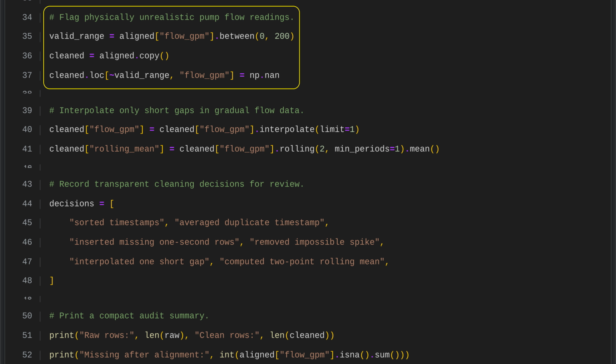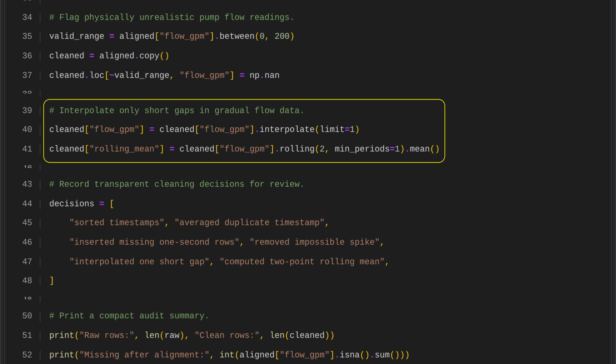Pump flow readings are checked to see whether they fall within the realistic range of 0 to 200. A copy of the aligned data is then cleaned by marking any values outside that range as missing. This flags physically impossible readings so they can be handled properly in later analysis.